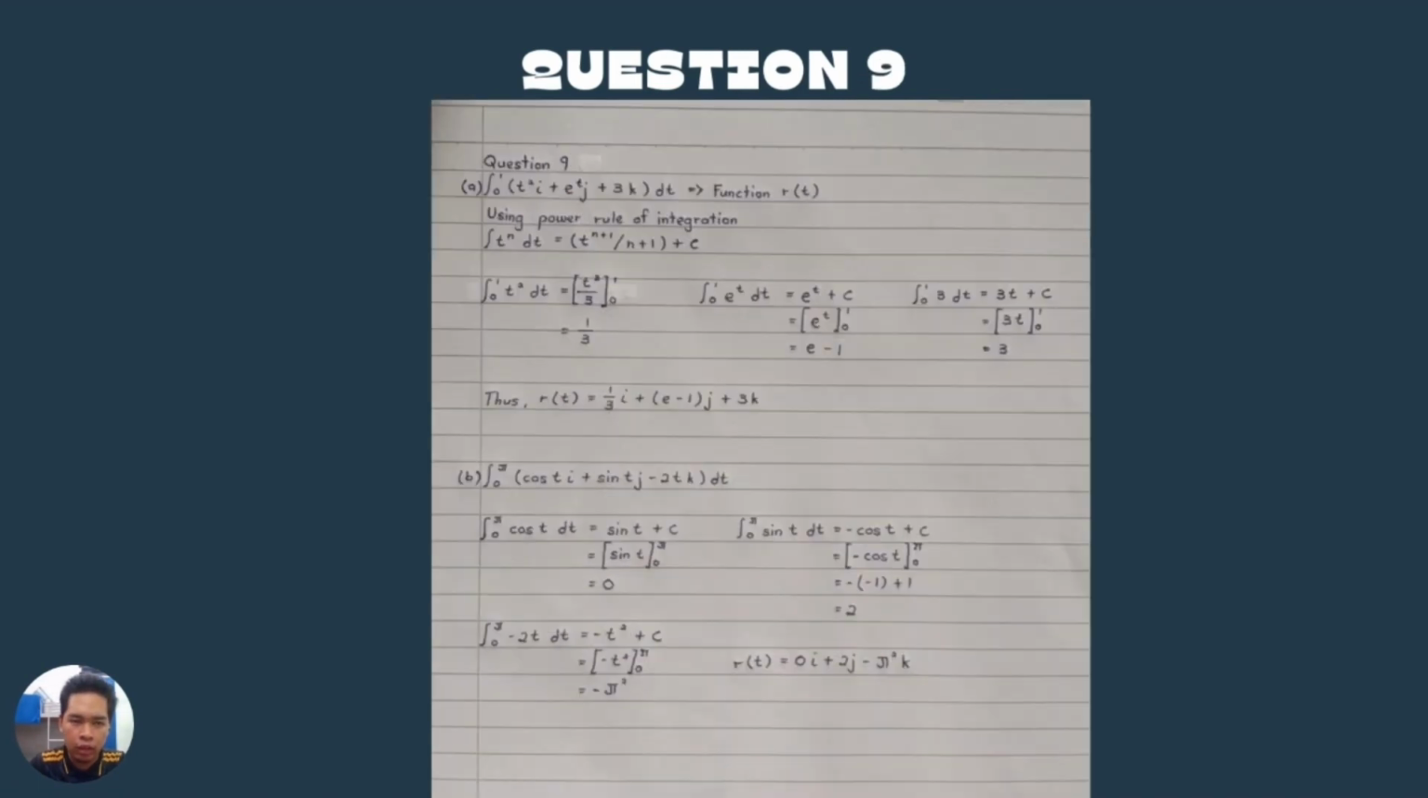For question number 9, we need to integrate each component separately by applying the basic integration and calculate each integration, and then putting all components together in vector functions.